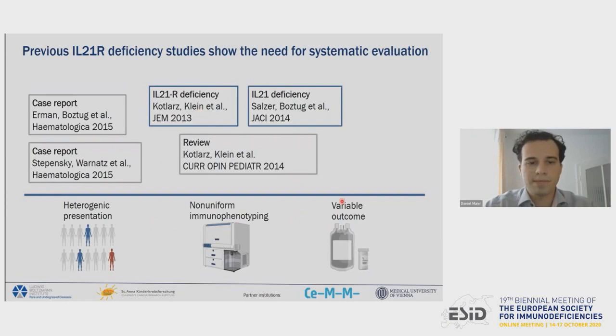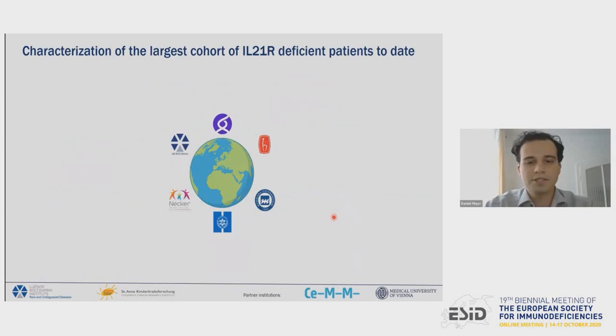In particular, one center reported an exceptionally good outcome, contrasting the collectively dismal prognosis observed in IL-21 receptor deficiency. Thus, there is a need to systematically compare the transplant regimens to optimize treatment response and survival. In a global multicentric collaborative approach, we studied the largest cohort of IL-21 receptor deficient patients to date to not only facilitate a deeper understanding of these clinical challenges, but to also provide a more comprehensive understanding of the role of IL-21 receptor in immunopathology. So for our study, we followed up on 6 patients.